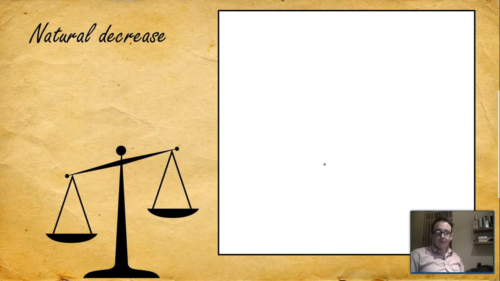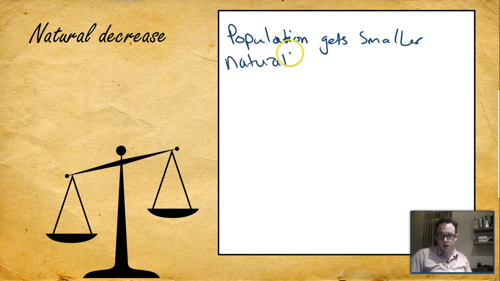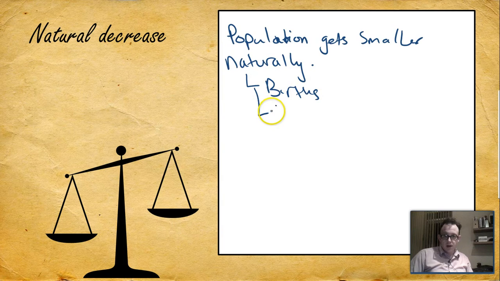Right. The next one to look at is natural decrease. This is where the population we're writing out there now gets smaller naturally. So population gets smaller naturally. By naturally we mean by births and by deaths.